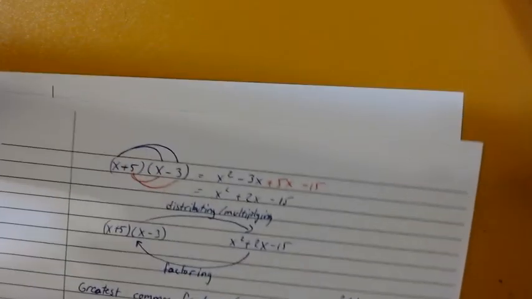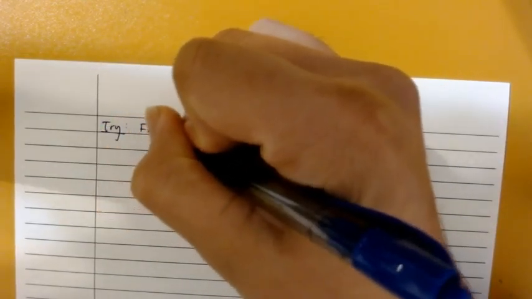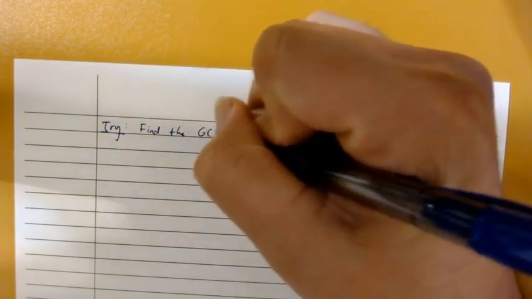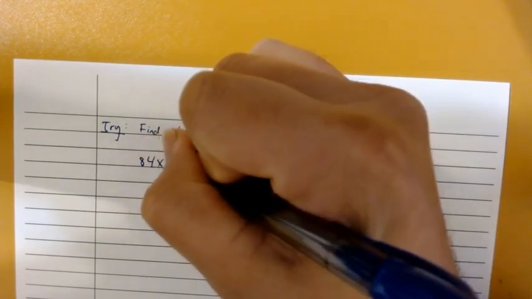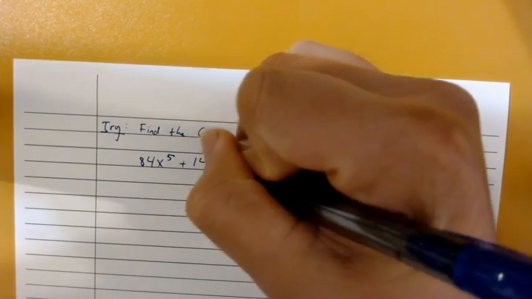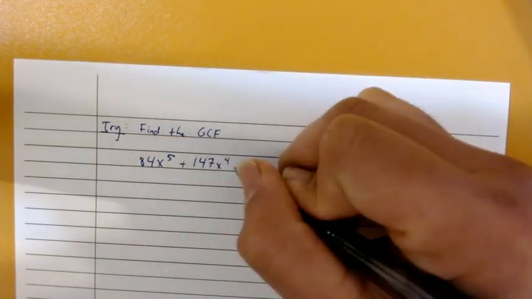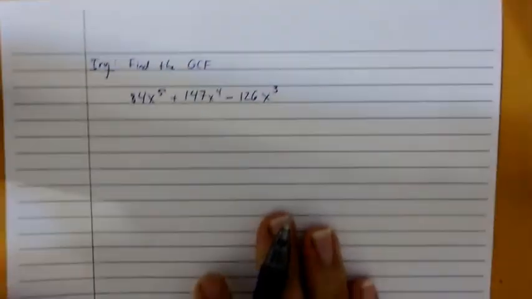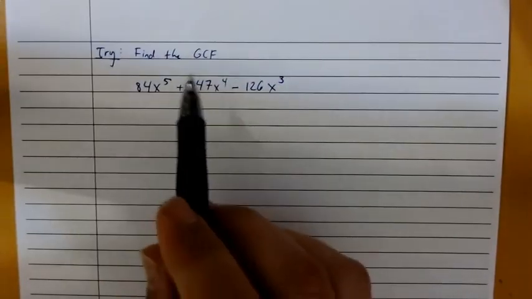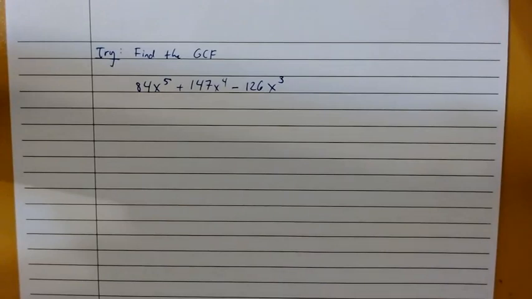So go ahead and give this a try. All right, so let's go ahead and find the greatest common factor. Go ahead and give this a try. Find the greatest common factor of 84x to the 5th power plus 147x to the 4th power minus 126x to the 3rd power. All right, go ahead and pause the video, give that a try, and once you have found the greatest common factor, go ahead and unpause and we'll go through it together.